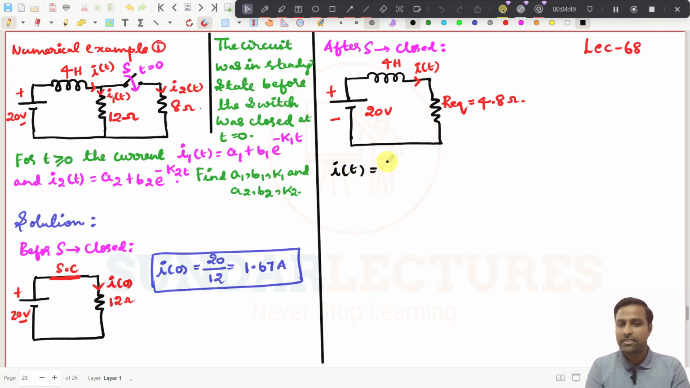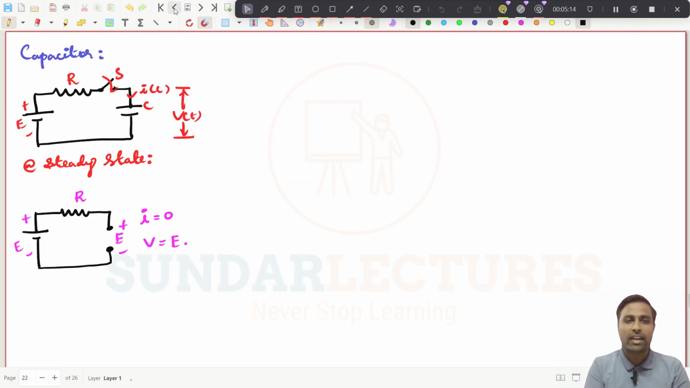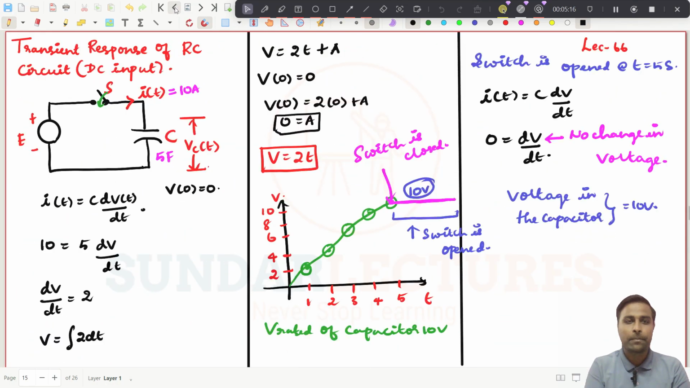I of t will be equal to E by R equivalent, maybe this resistance R equivalent, plus A e power minus t by tau. That's all. This is the equation, right? This is what we have seen. I have not taken this as E by R equivalent minus E by R equivalent, because there we have seen it with C. We will go there so that you can easily understand.